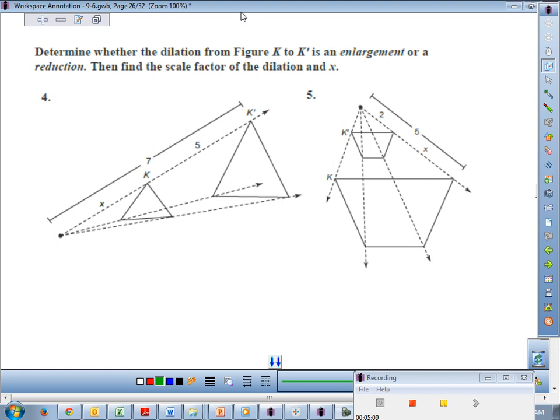They've already got the dilation done. They say determine whether it is an enlargement or a reduction if it went from K to K prime. Well, here's K, and here's K prime in problem number 4. Didn't that get bigger? So this is an enlargement.